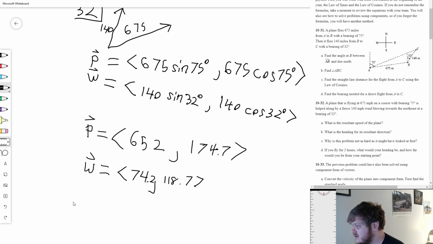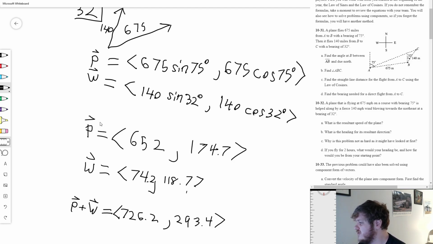So we'll add them together. P plus W equals 652 plus 74, that would give us 726.2, comma, add these two together. We have a 4, and then we add a 1, we get a 3. Another 1 ends us with 9. So we get 726.2 and 293.4.